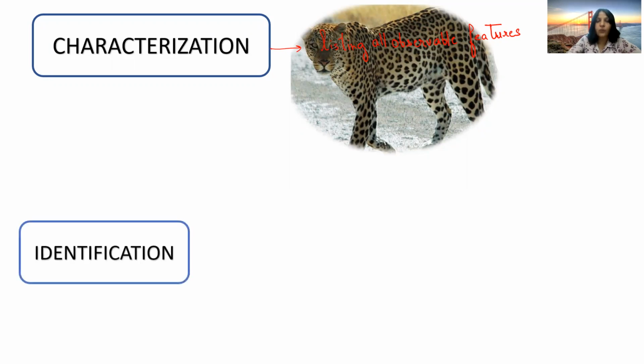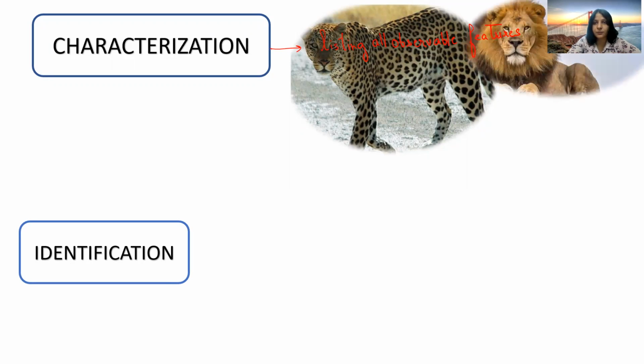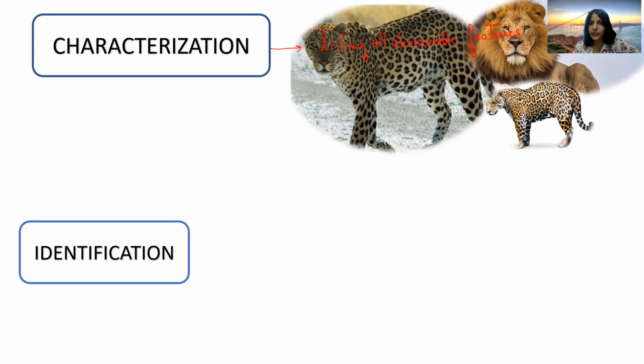Now what we are going to do is identification. How do we identify that organism? Once we have listed all the characteristics of the organism, we are going to compare it with other similar organisms. For example, here is a lion, and here is another animal. This one is a jaguar.